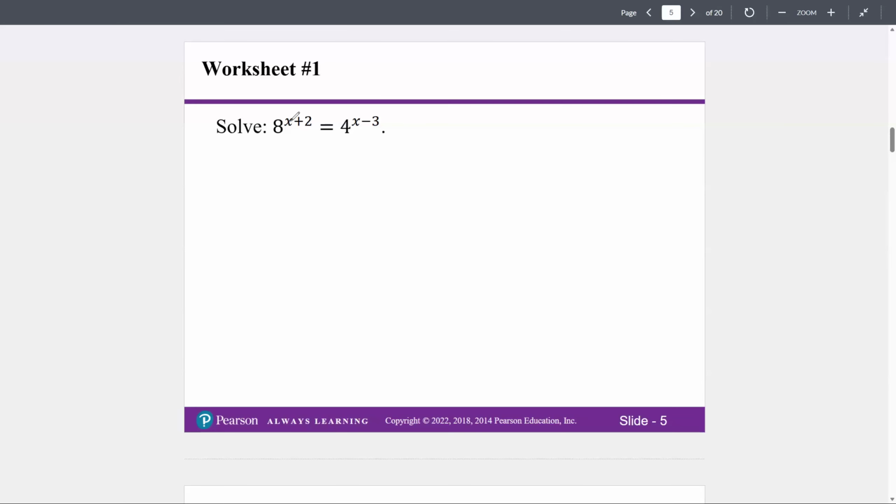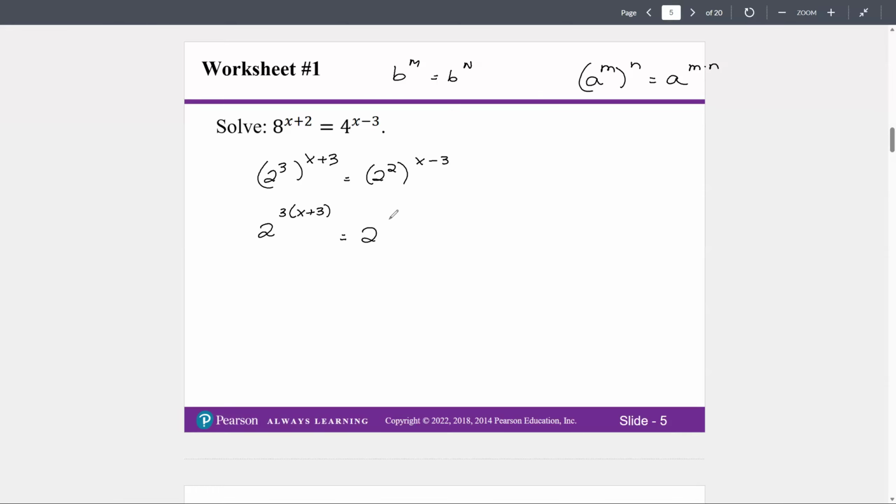Here we have 8 to the power of x plus 2 and 4 to the power of x minus 3. Once again, we do not have the same base. But we do know that 8 is just 2 to the power of 3, and we know 4 is just 2 to the power of 2. So we have a rule that says if I have a to the m raised to the n, then I could just take it and have a to the m times n. So I have 2 to the power of 3 raised to the power of x plus 3. That means I just have 2 to the power of 3 times x plus 3. Here I have 2 raised to the power of 2 times x minus 3.